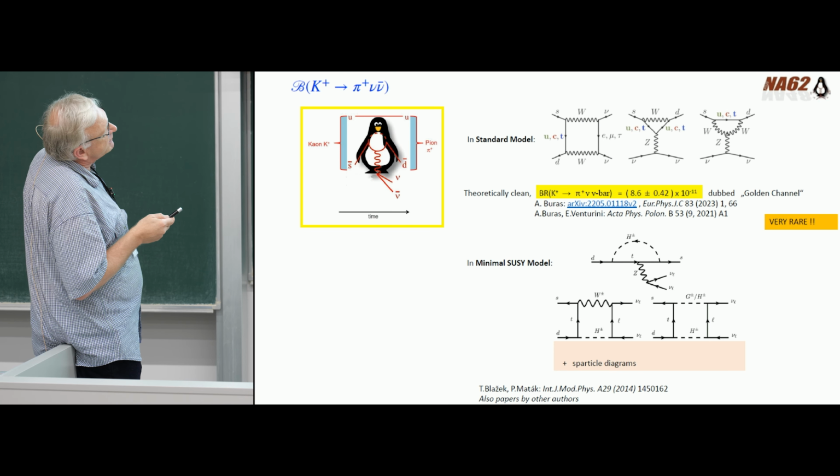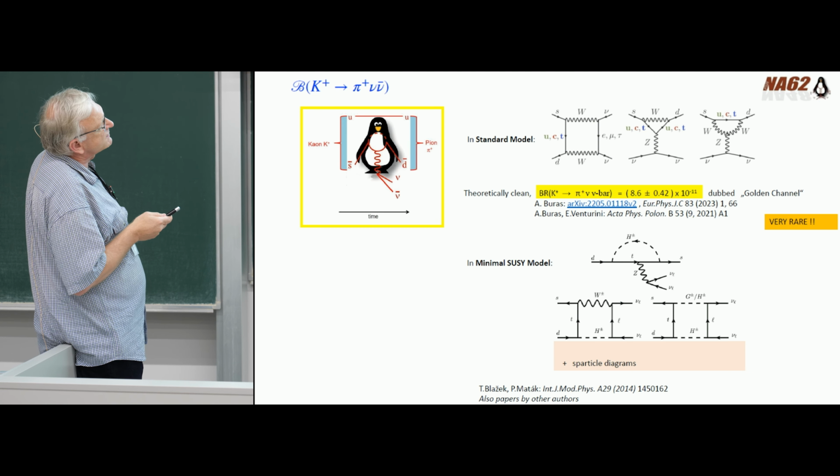And finally, the prediction very recently updated by Buras is 8.6 times 10 to the minus 10. That is 10 to the minus 11. That is very close to 10 to the minus 10. And please note the error. So the theoretical error now is at the 5% level.